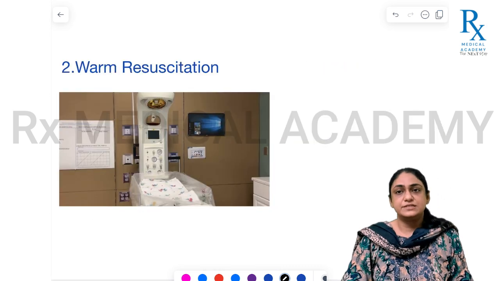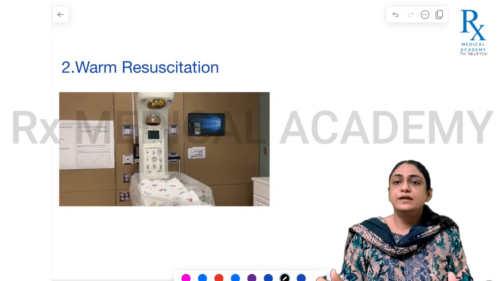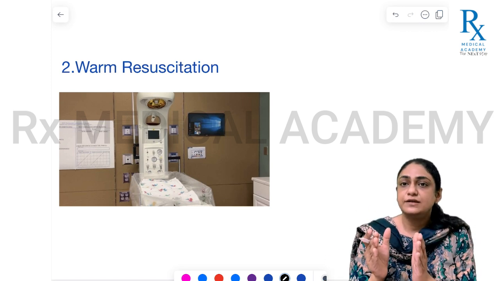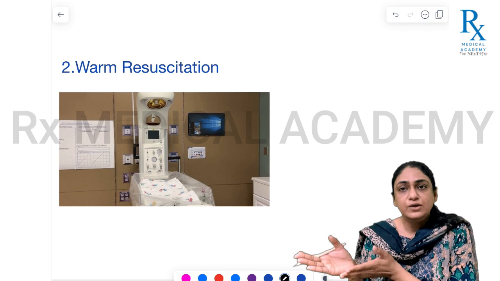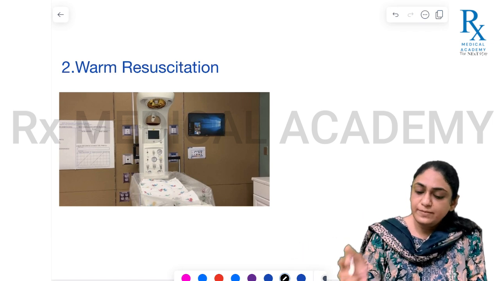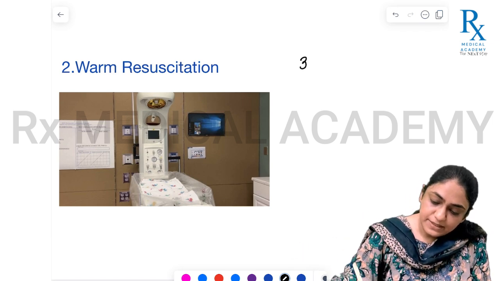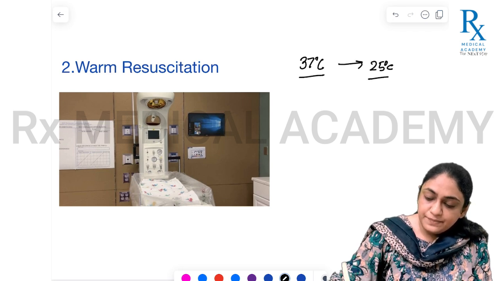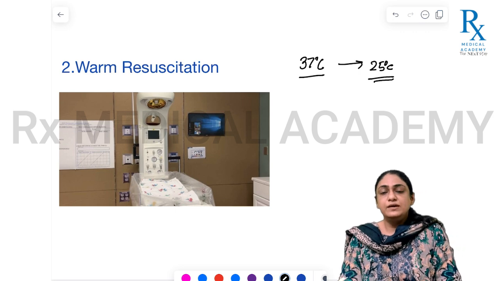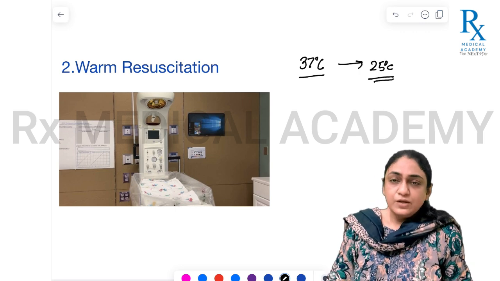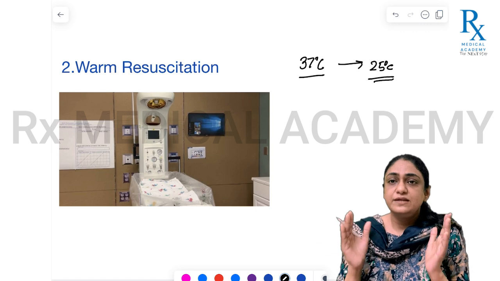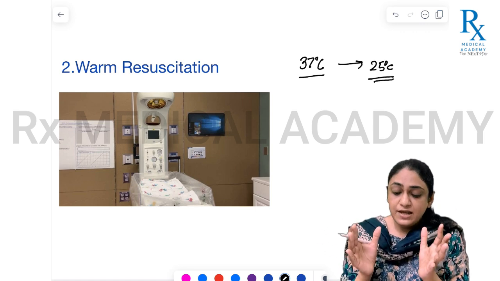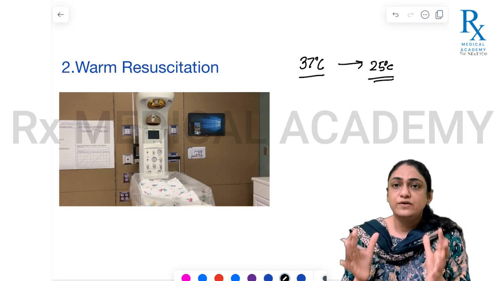Coming to warm resuscitation. We should remember that when a baby is being born, the baby is coming from 37 degrees centigrade to 25 degrees centigrade, and that too under ideal conditions. When the baby is inside the mother's womb, it is at a temperature of 37 degrees Celsius, and it has to come into such a low temperature, so it must be a very stressful thing. So we need to give a very warm welcome. One of my teachers used to say that whenever a baby is being born, we need to give it a very warm welcome and not a cold welcome.